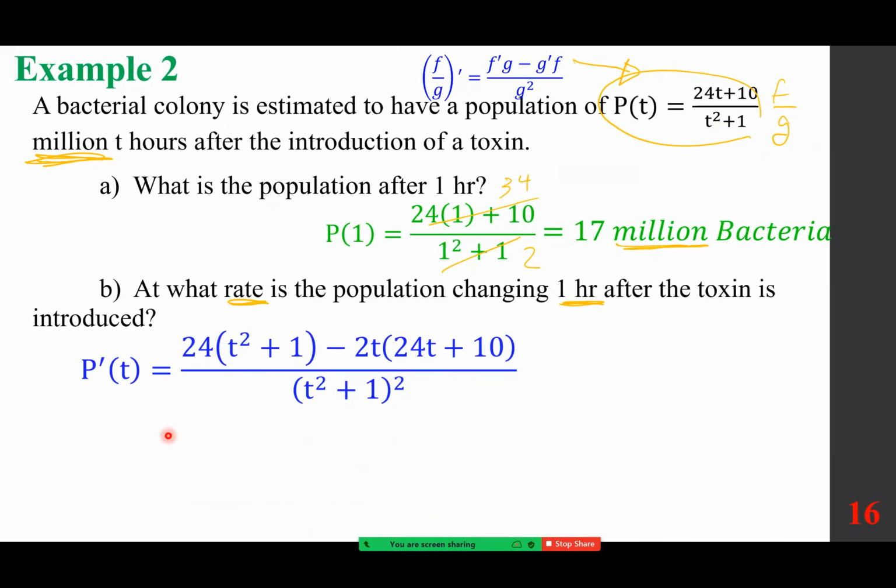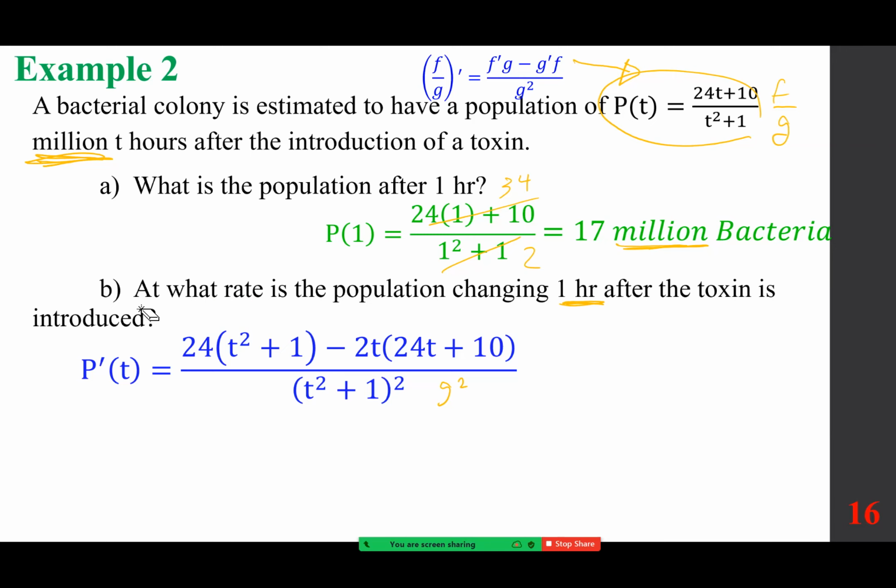So let me write at the top of it that we have f prime g minus g prime f over g squared. I'm going to clean it up and simplify it for you. So I need to clean up the top.